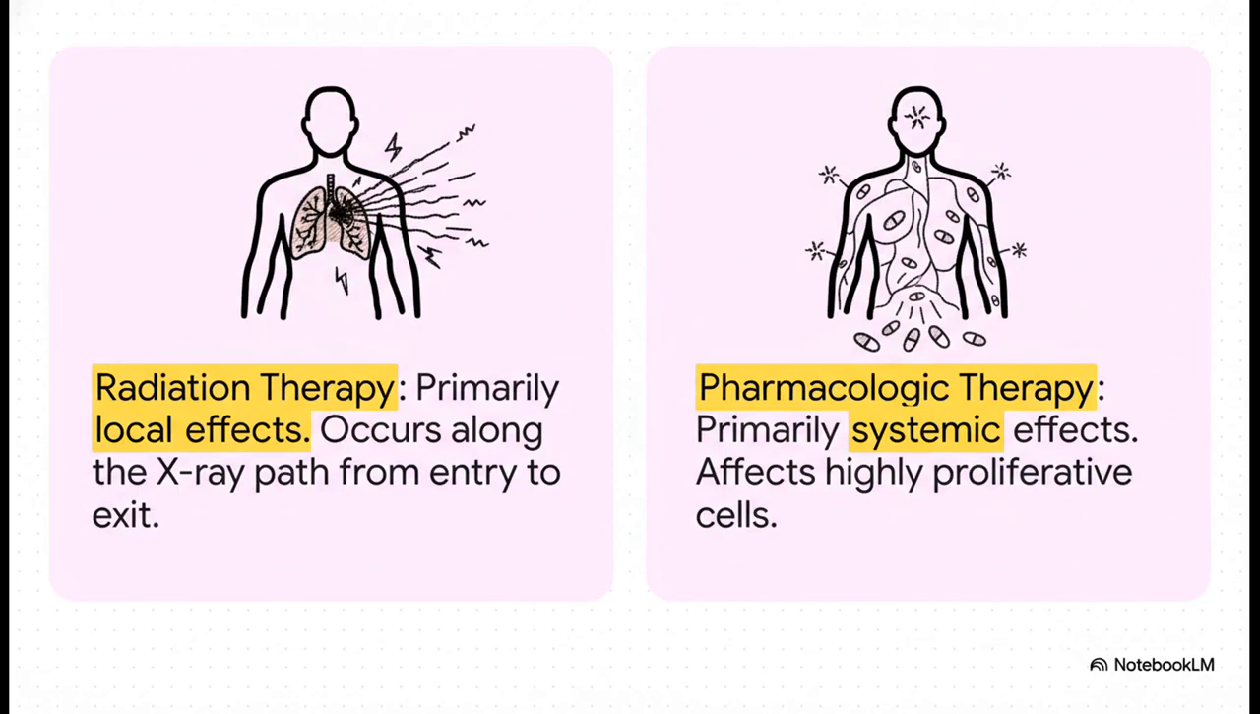And this right here brilliantly illustrates the core difference between our two main therapies. It's local versus systemic. Think of radiation like a laser beam. The damage is pretty much confined to the beam's path. So chest effects for lung cancer, right? But chemotherapy, that's systemic. It affects rapidly dividing cells everywhere, from your bone marrow to your hair follicles. And that's what really dictates the side effects we need to anticipate.